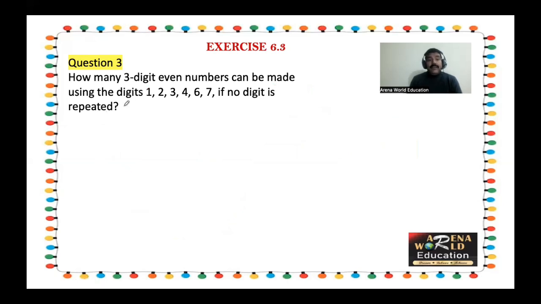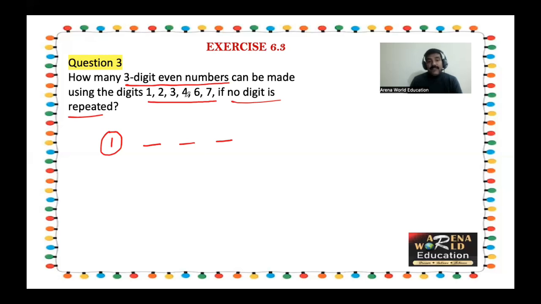Question number 3. Here we have to find how many 3-digit even numbers can be made using these digits, just like we were solving questions in exercise 6.1, and no digit is repeated, right? So how many 3-digit even numbers? How were we solving these questions in exercise 6.1? So these are the 3 places, right? And they are talking about even numbers.